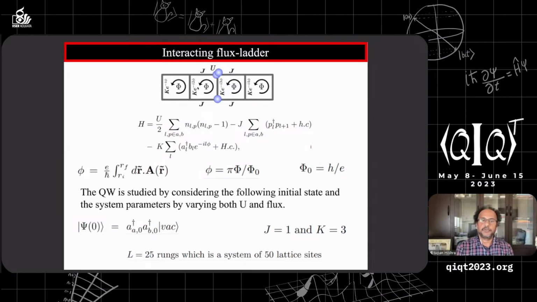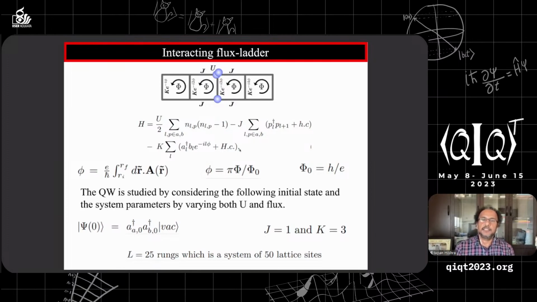But if you have an interacting system, then the study of many body dynamics of this kind of setup is difficult. Therefore, recently some studies have been performed, at least one experiment by again Markus Greiner, where they studied the interacting 2 particle quantum walk on this kind of flux ladder.